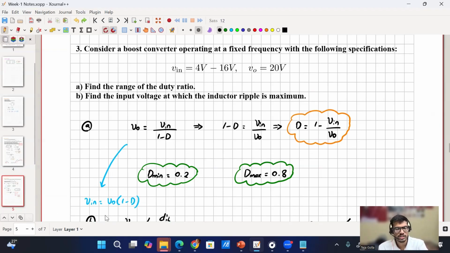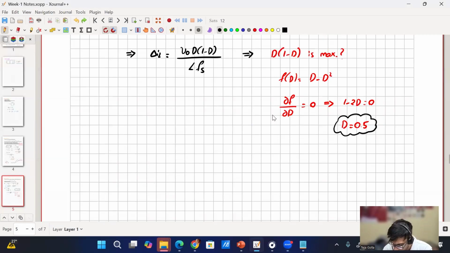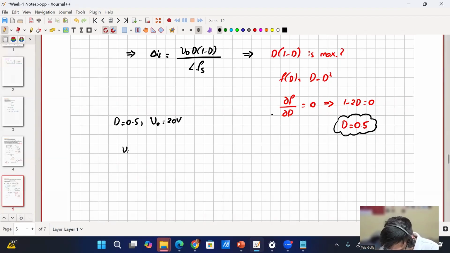Can you use this equation, V in equal to V naught into 1 minus D? V naught is 20 volt. So for duty ratio to be 0.5 and V naught is 20 volt, I can calculate my input voltage as V naught into 1 minus D, which means 10 volt, right?